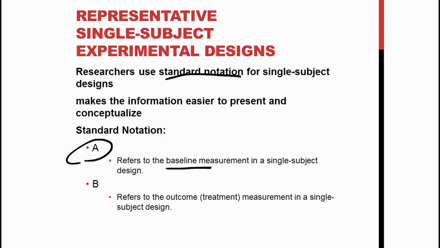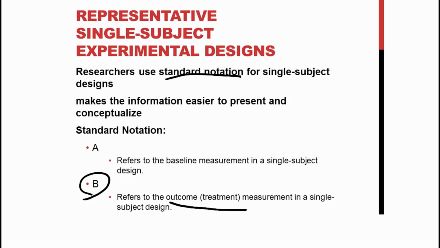Now, keep in mind, baseline is just a fancy word for saying the time where we are not doing any active or experimental treatments. It's a time where we're just observing what is occurring. The other notation that we tend to use is the letter B, and the B is referring to the outcome or the treatment period in which we are observing how people respond to our manipulations.